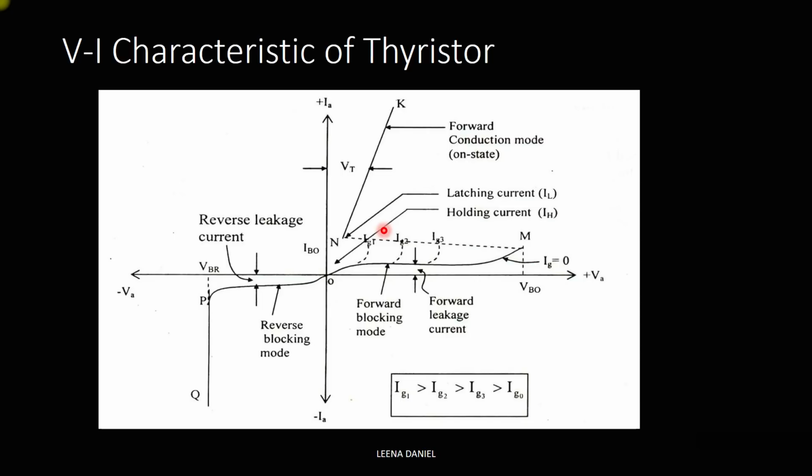So latching current is associated with the on process and holding current is associated with the off process of the thyristor. And practically we can see the latching current is always greater than the holding current.